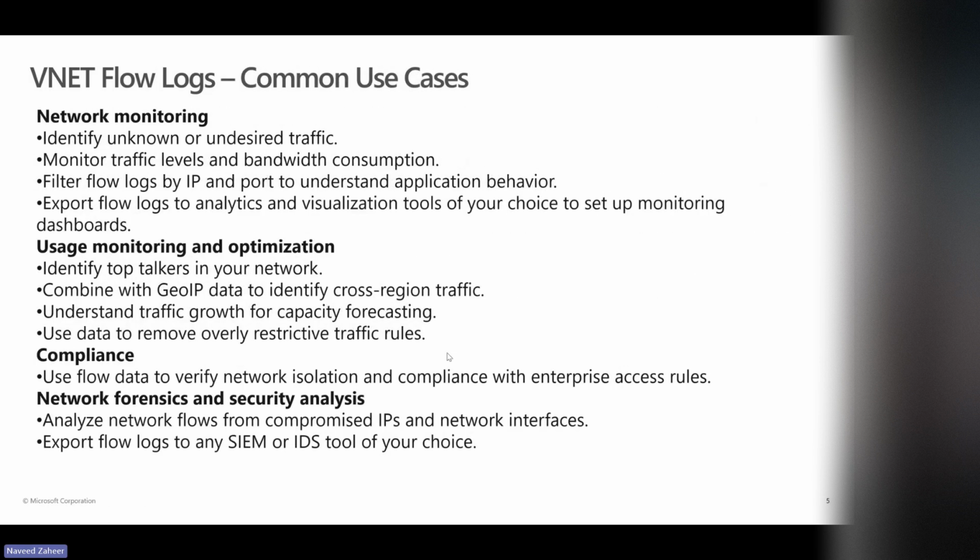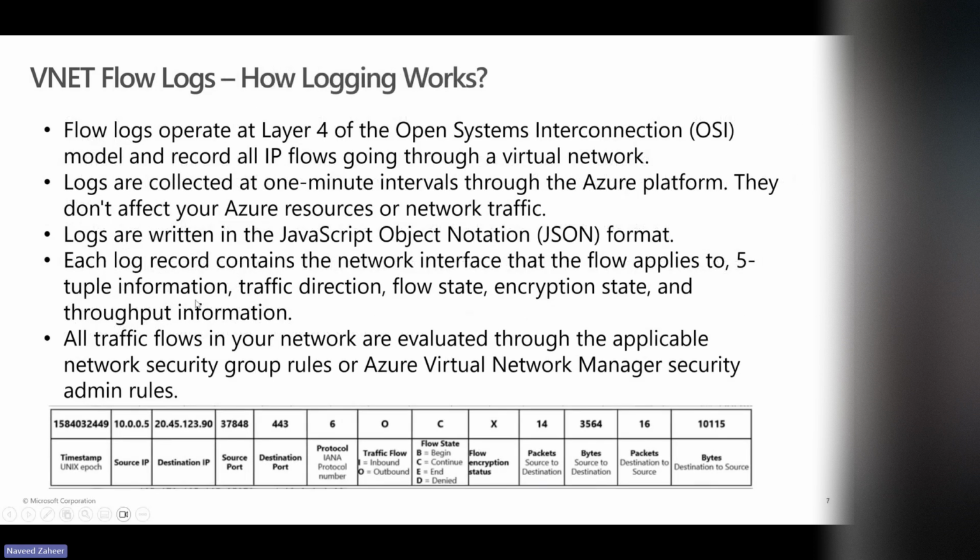So what they are. Sorry, I'm moving slides too much. Basically, these operate at layer 4 of the OSI model, and they collect at 1 minute intervals. So if you turn it on, they collect at 1 minute interval. They are written as JSON, and we will take a look at that in a second. Each record contains different pieces of information.